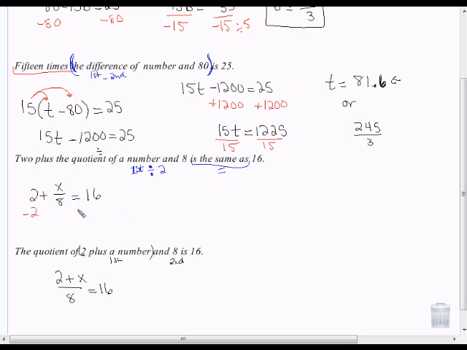So to solve this one, I'm going to subtract 2 from both sides. And I'm going to get x over 8 is equal to 14. And then I'm going to multiply both sides by 8. And I'm going to get x is equal to 112.